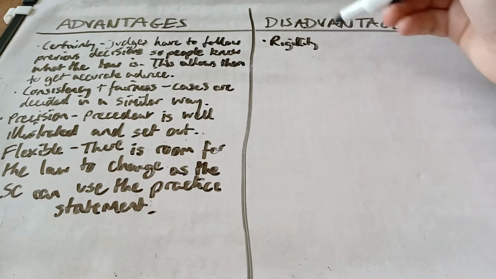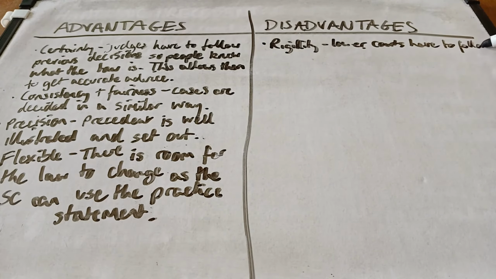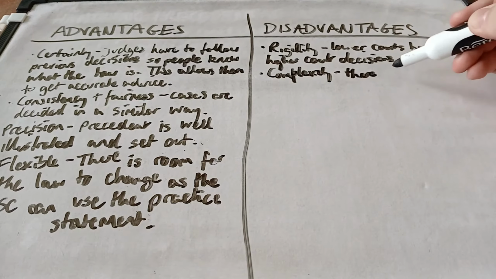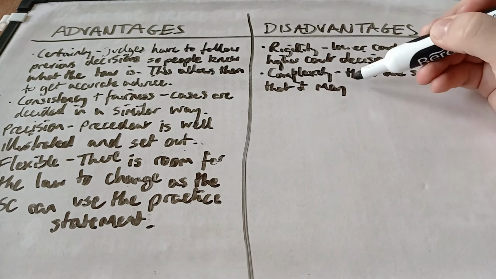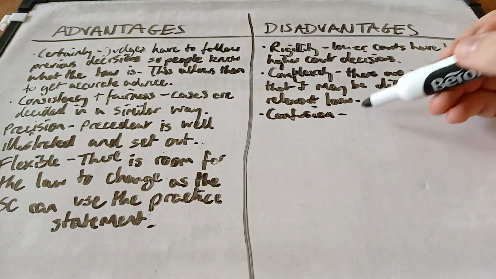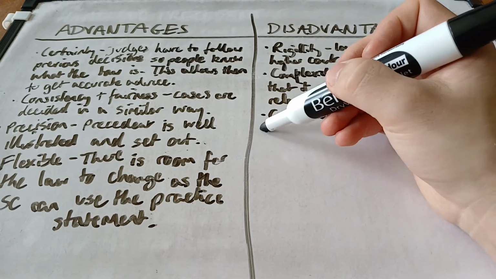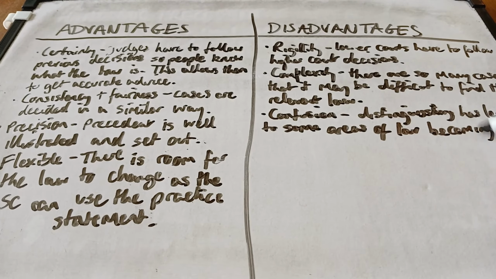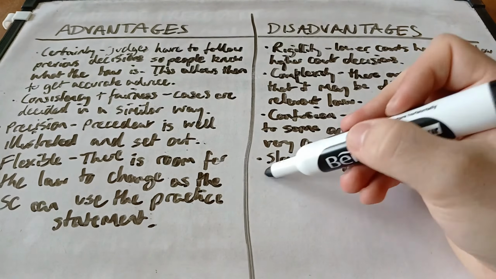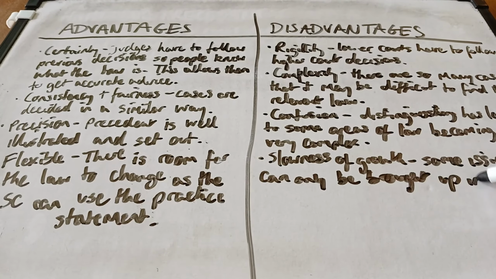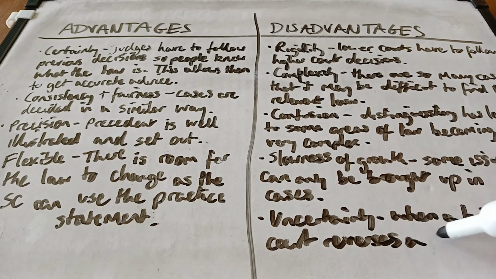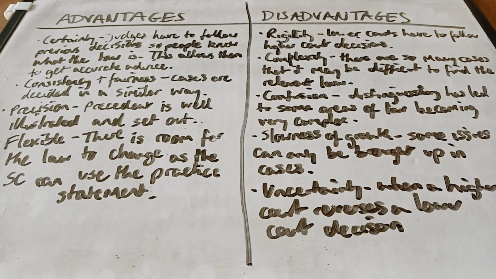And then some disadvantages. Rigidity is the main one. Lower courts have to follow the higher court decisions, and the Court of Appeal has to follow its own past decisions. It's also complex. There are so many cases that it may be difficult to find all the relevant case law. There's also the issue of confusion. Distinguishing has led to some areas of law becoming overly complex. There's also slowness of growth. Issues can only be brought in cases, so some out-of-date areas of law go for years without change. And then uncertainty, when a higher court reverses a lower court decision.